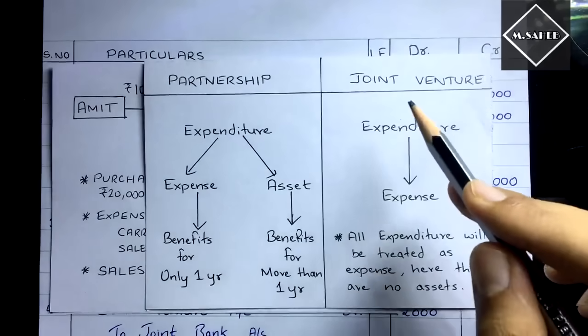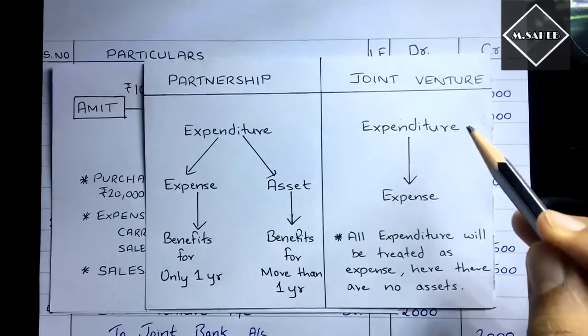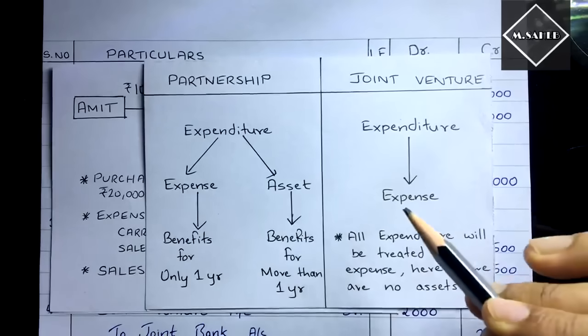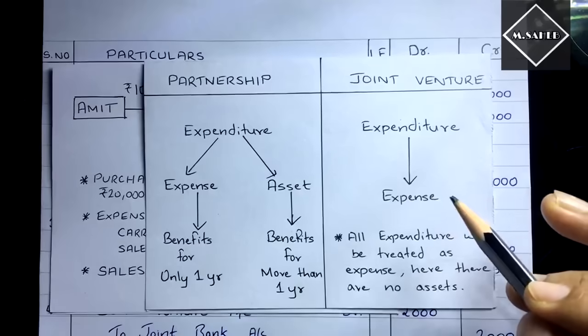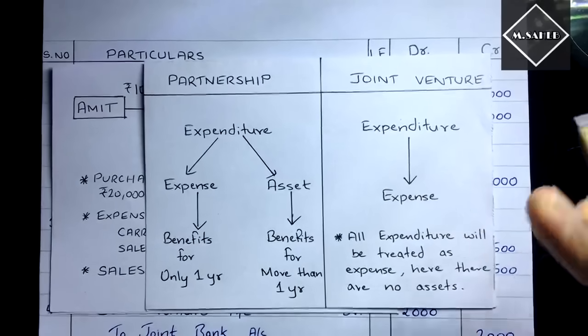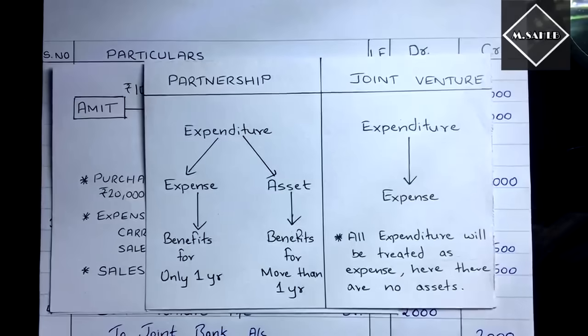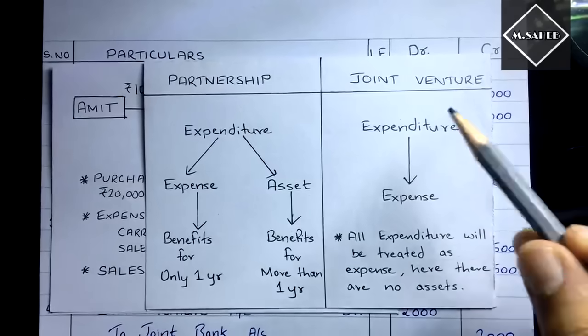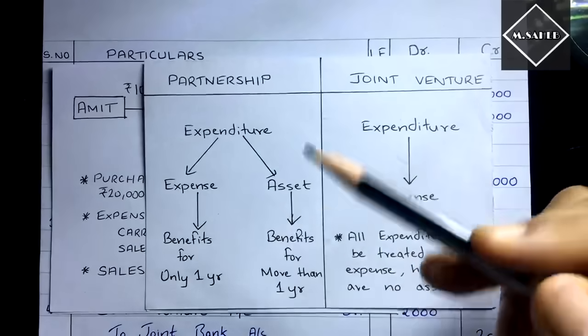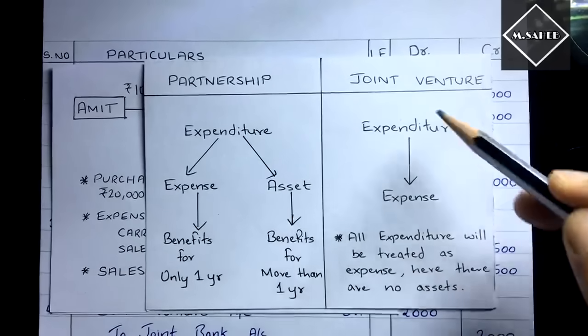But in joint venture, it's not like that. In joint venture, whatever expenditure is incurred, we treat all the expenditure as an expense, because here the joint venture is meant for short duration. It's a short agreement which lasts hardly 1 year, 2 years maximum. In partnership there is a future, assets will go on for 5, 6, 7 years, but here there is no future of joint venture.